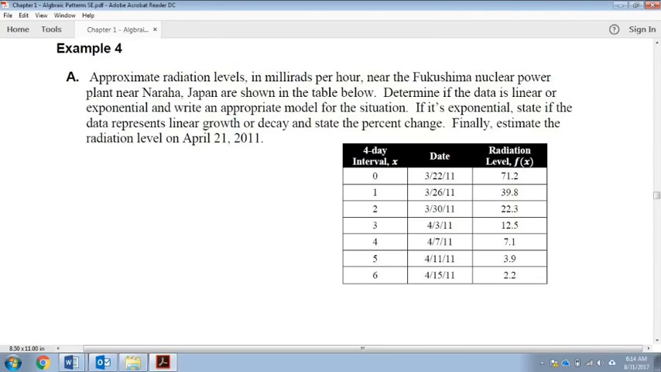Determine if the data is linear or exponential, and write an appropriate model. If it's exponential, state whether it's growth or decay, and the percent change. Finally, estimate the radiation level on April 21st. So you've got 3 things. One, they want an equation. Two, they want to know growth or decay. Three, they want to know the percent change.